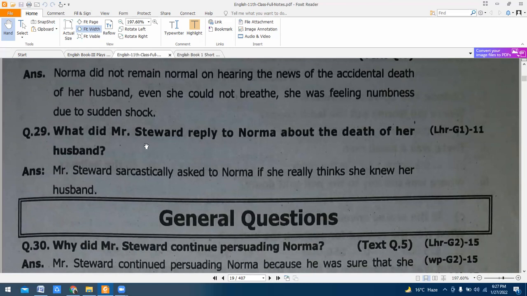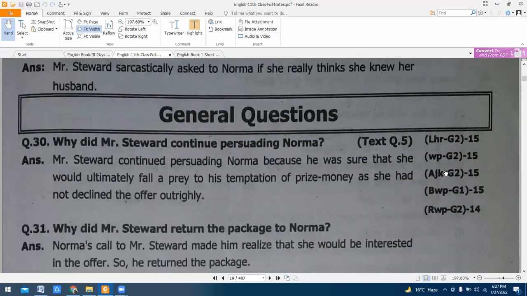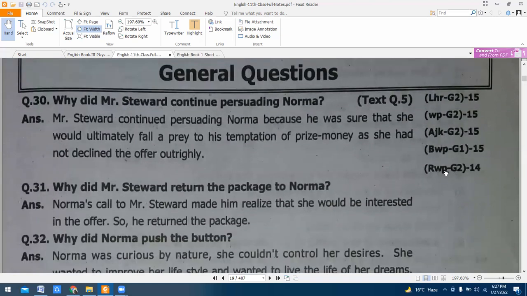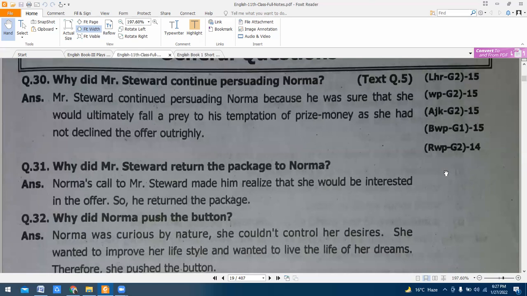What did Mr. Stewart reply to Norma about the death of her husband? Mr. Stewart sarcastically asked Norma if she really thought she knew her husband. कि वाकई तुम समझती थी अपने हस्बैंड को, तुम पहचानती थी उसे, तुम्हें उसकी अवेयरनेस थी? जनरल क्वेश्चन में हमारे पास है.